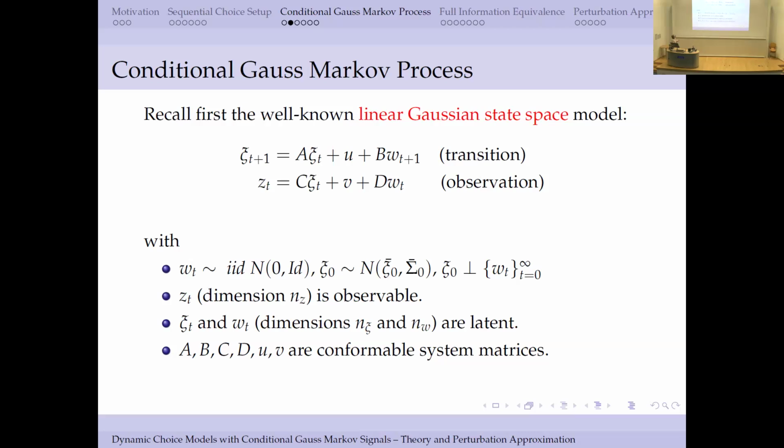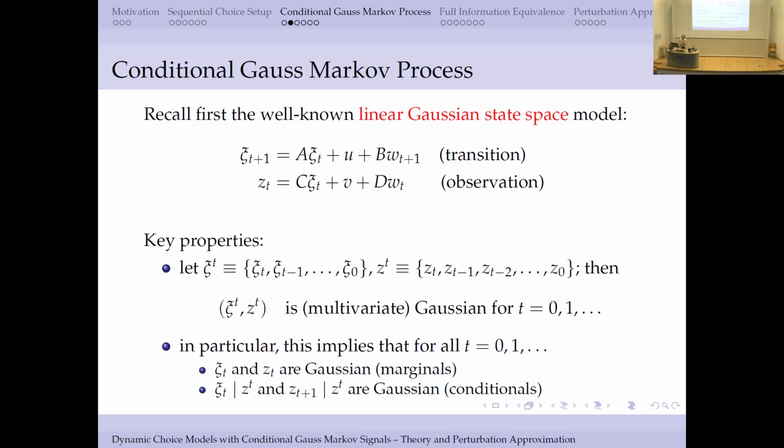The initial values of X are also normal, and the initial value is independent of the sequence of all of the W's. In this model, once again, only Z is observable, Xi is not. And this is a vector valued system, so all of these objects are matrices of conformable dimensions. There are no dimension restrictions, so NZ, NXC, and NW can be different. We can have different numbers of latent variables, observables, and shocks. So this is a basic linear Gaussian state space model.